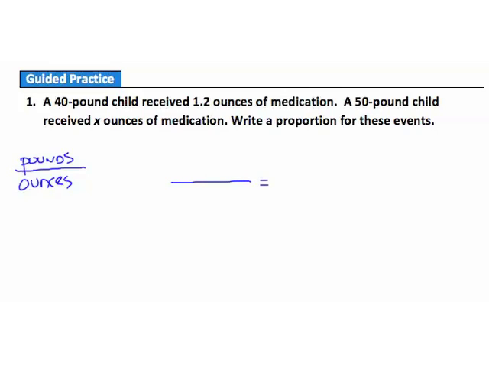So in the first one I have a 40-pound child. Received 1.2 ounces. That's my first rate. Now my second rate, I have a 50-pound child. And that child receives X ounces of medication. I could have flipped these around again and had ounces in the numerator of these rates and pounds in the bottom, and that also would have been accurate.